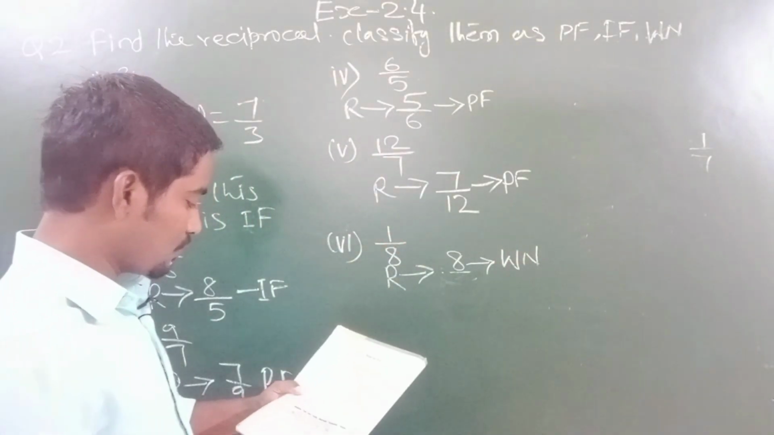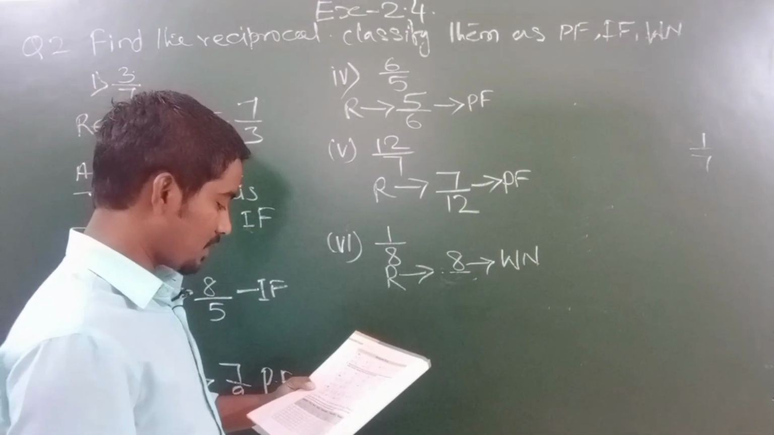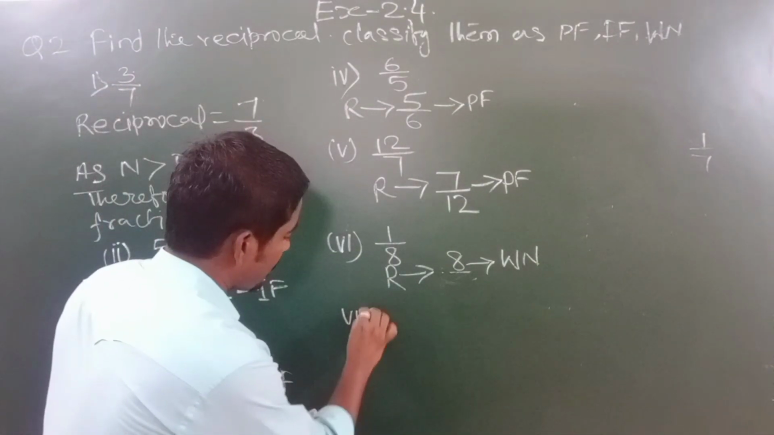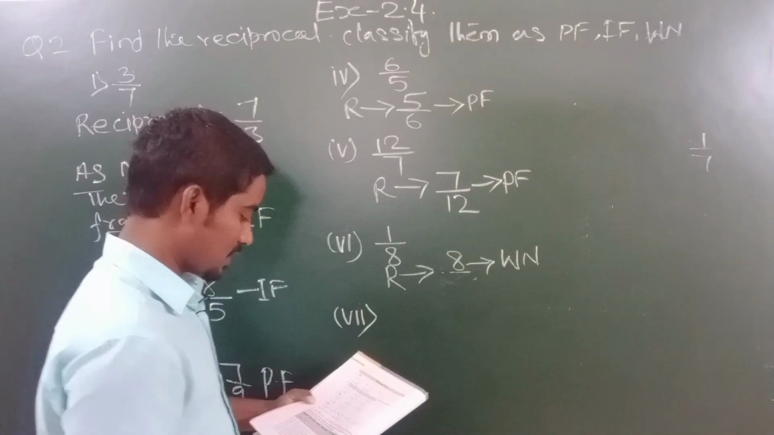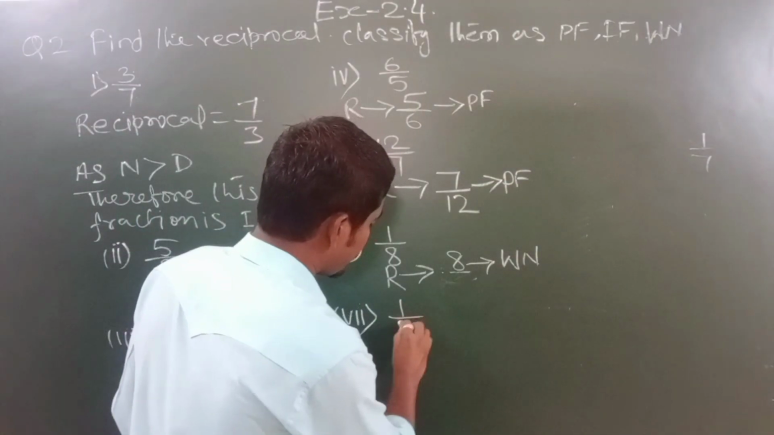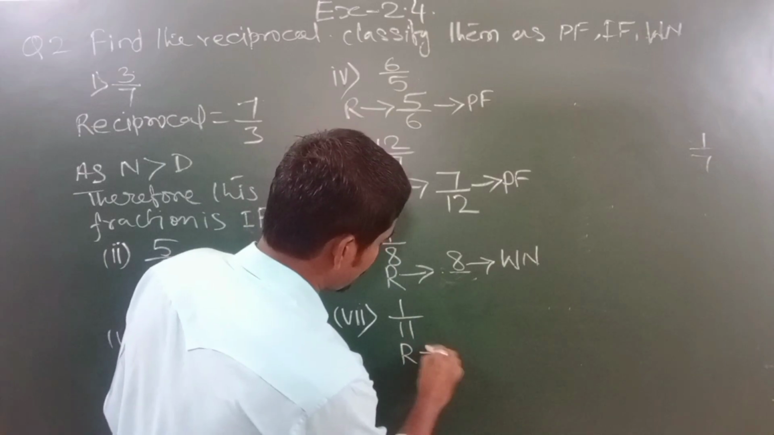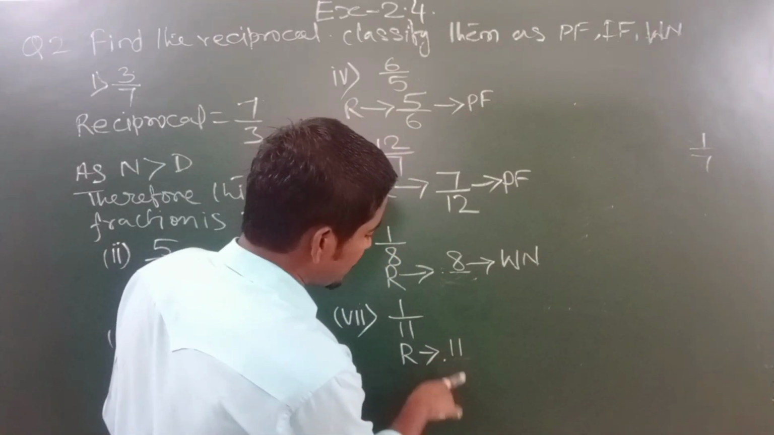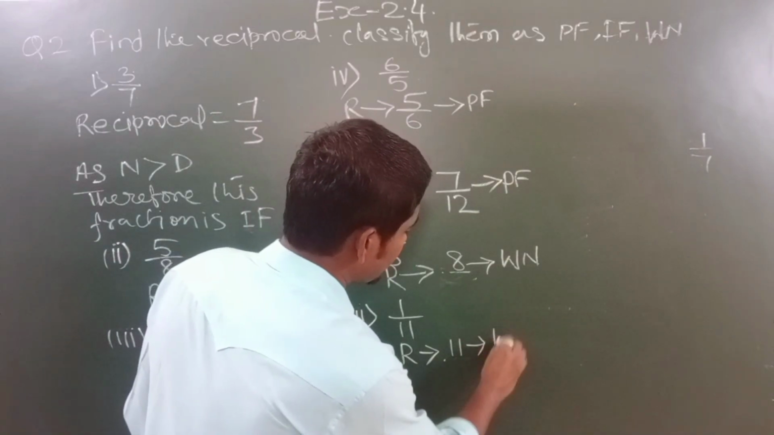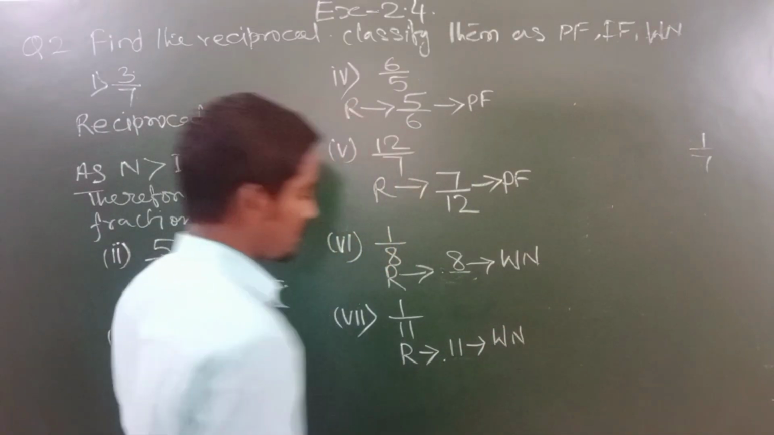Now moving to the next segment, segment number 7. What is there? 1 upon 11. If you find the reciprocal of 1 upon 11, it will be 11 upon 1, or simply 11, which is nothing but a whole number.